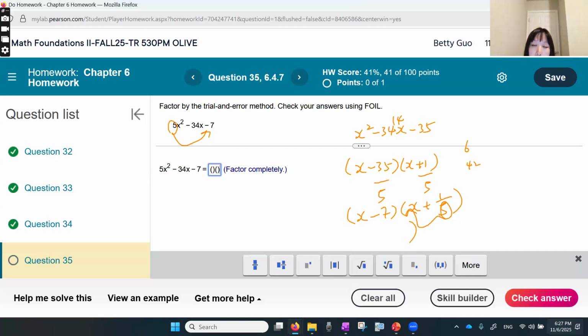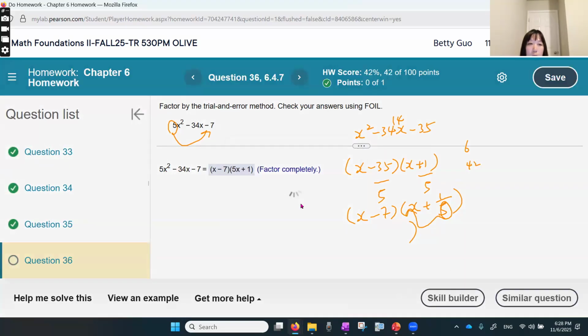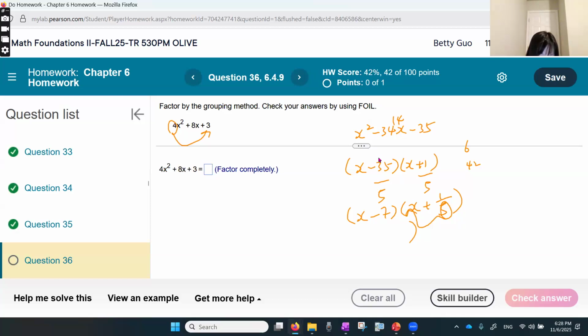parentheses times parentheses. We have x minus 7. Inside the second parentheses, we have 5x plus 1. Agree, everyone? Yes. Okay, very good. Thank you for your response, Emma. All right, let's erase.